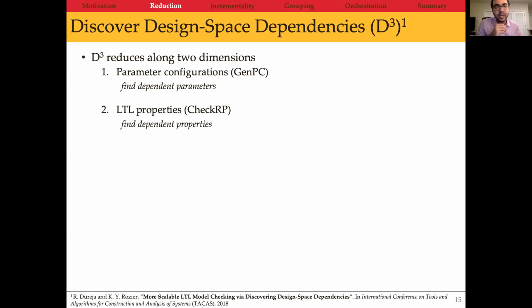Let's briefly look at how our D3 algorithm, which is a design space reduction algorithm, reduces the design space along 2 dimensions. The first dimension is by finding all the dependent parameters to reduce the parameter configurations, which in turn reduces the number of models. And the second dimension tries to find dependencies between properties to reduce the number of LTL properties that have to be checked per model.